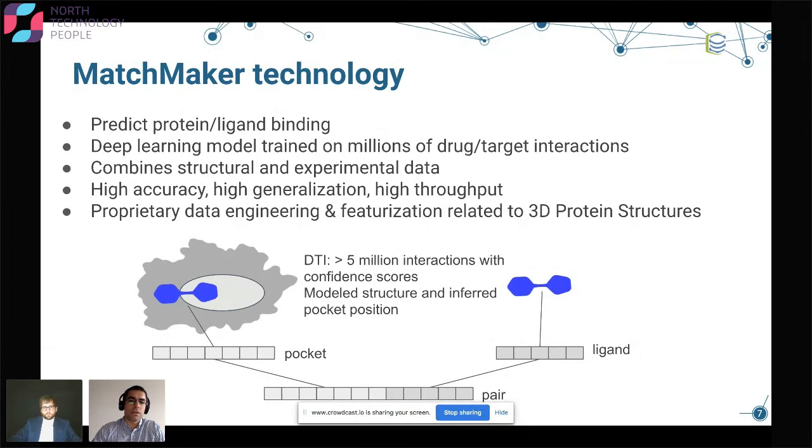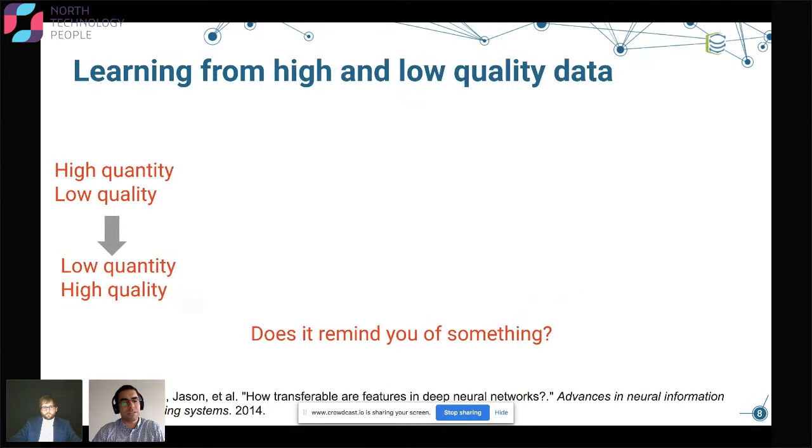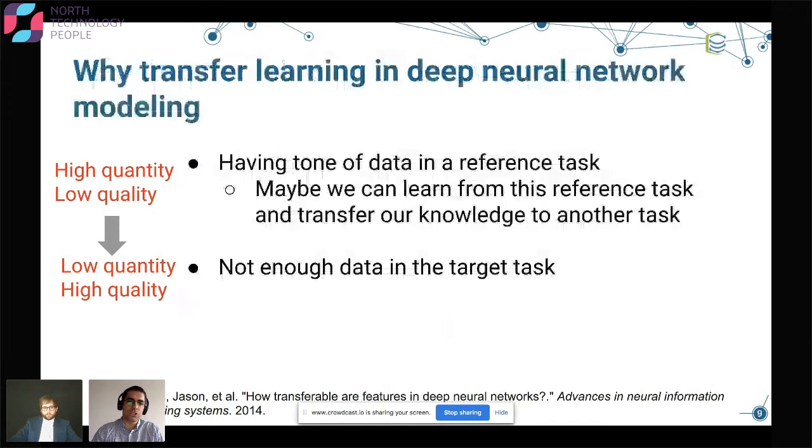We wanted to see, instead of choosing a threshold in the data set to just use high quality data as has been done before, could we use the low quality but higher quantity part of the distribution, train the model, and further fine tune it on the higher quality part of the distribution? It reminds us of a specific concept in machine learning, which is called transfer learning. In transfer learning, we have a ton of data in a reference task.